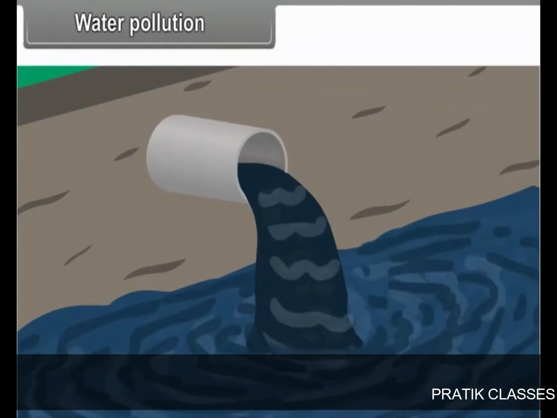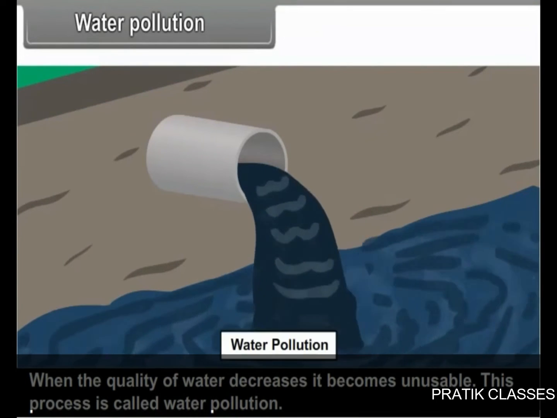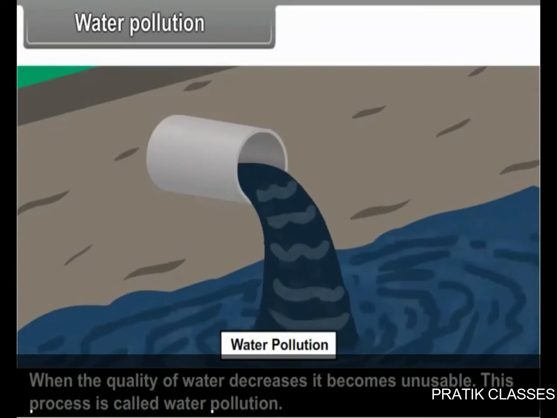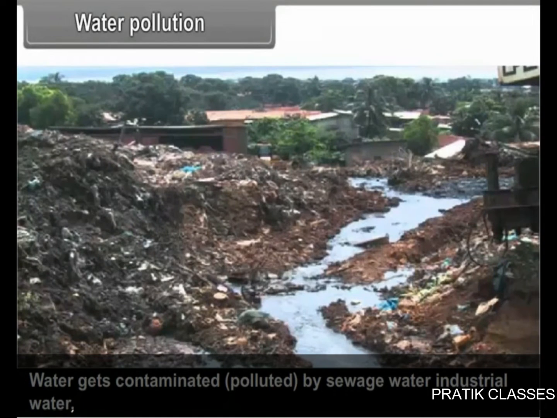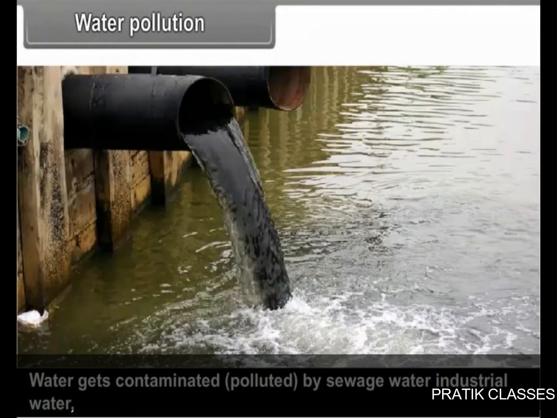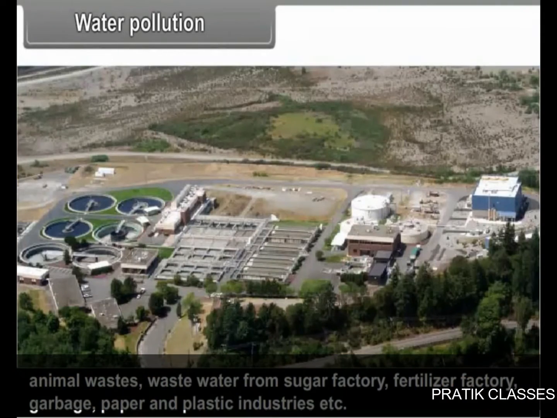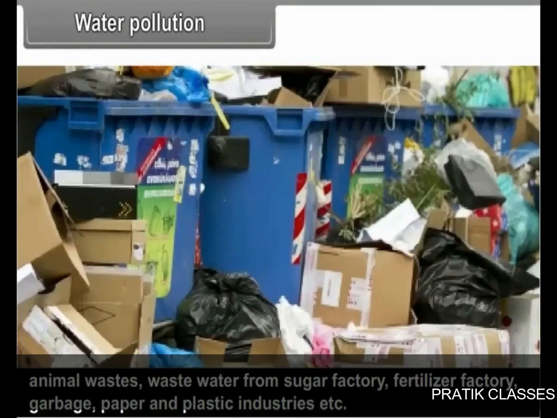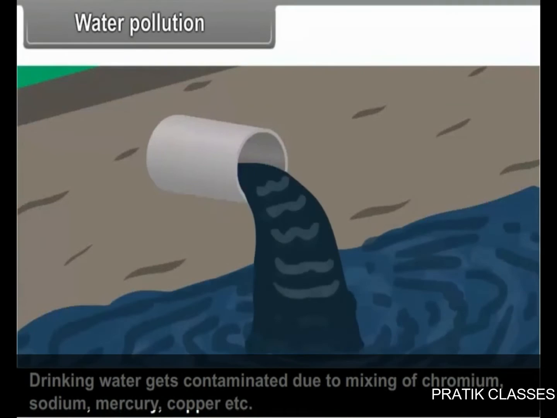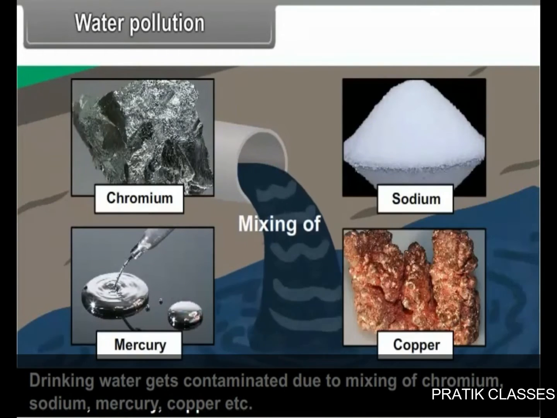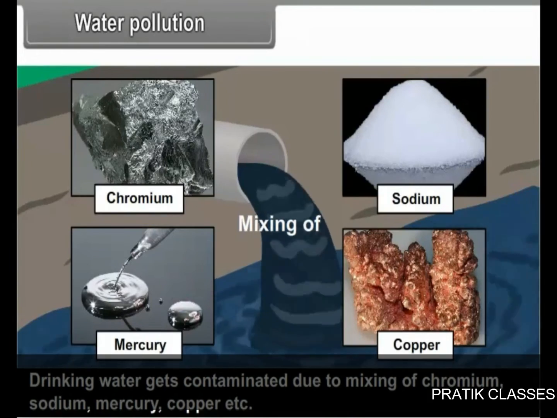Water pollution. When the quality of water decreases, it becomes unusable. This process is called water pollution. Water gets contaminated or polluted by sewage water, industrial water, animal wastes, wastewater from sugar factories, fertilizer factories, garbage, paper and plastic industries, etc. Drinking water gets contaminated due to the mixing of chromium, sodium, mercury, copper, etc.